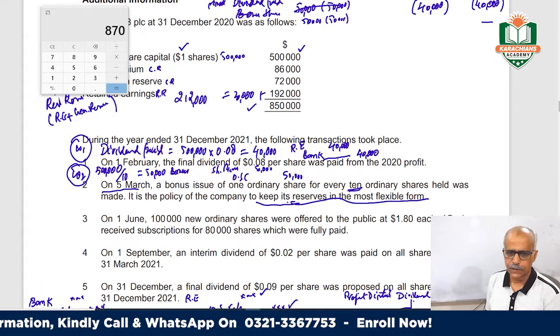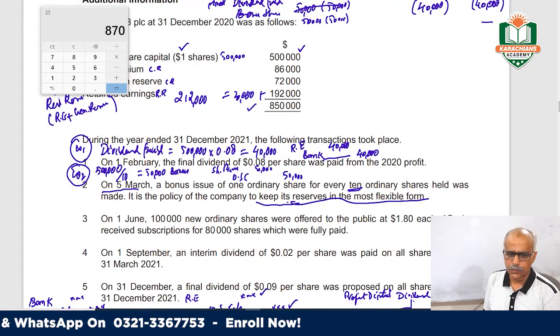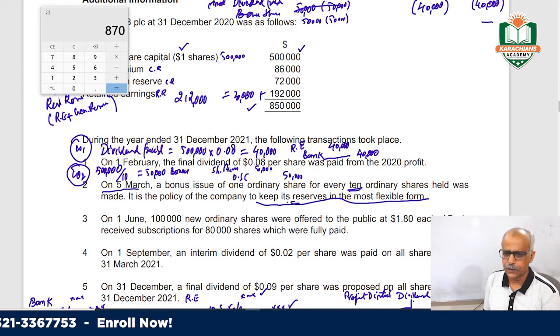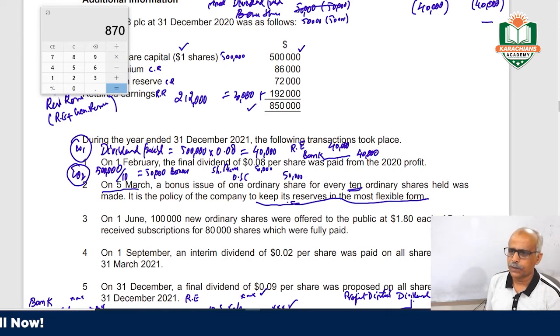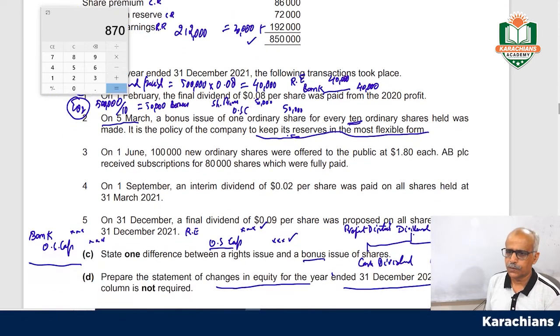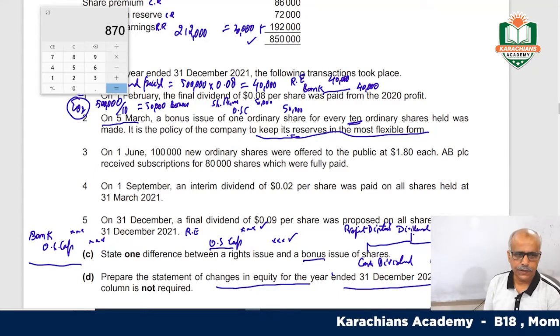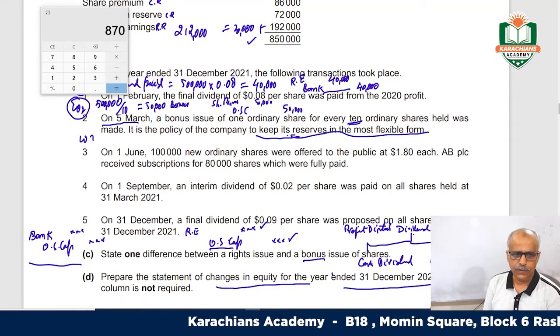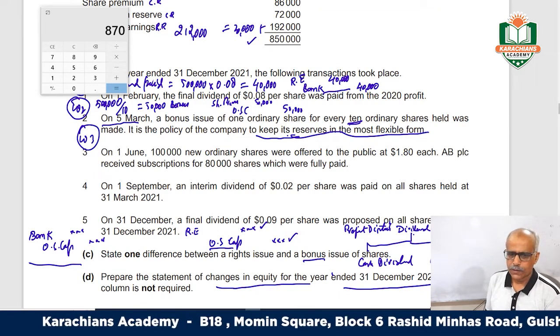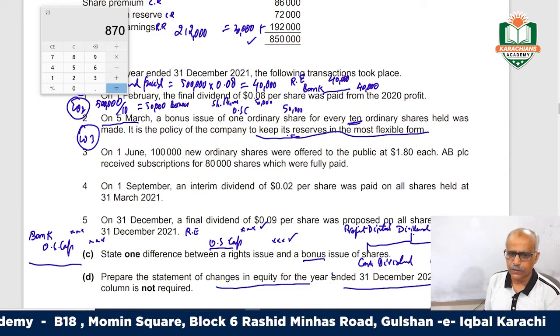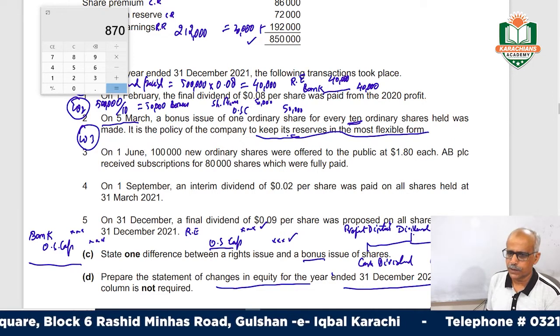We have done with this. On 1st June, 100,000 new ordinary shares were offered to the public at 1.8. So we can say this is our working number 3. So 100,000 ordinary shares were offered to the public at 1.8.